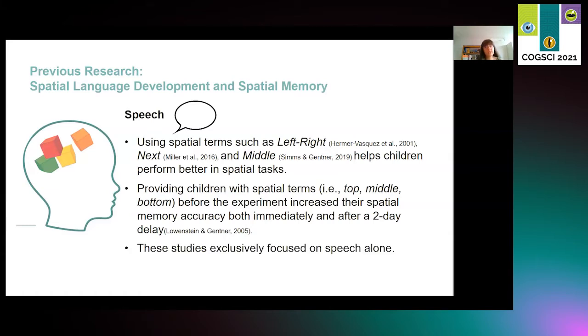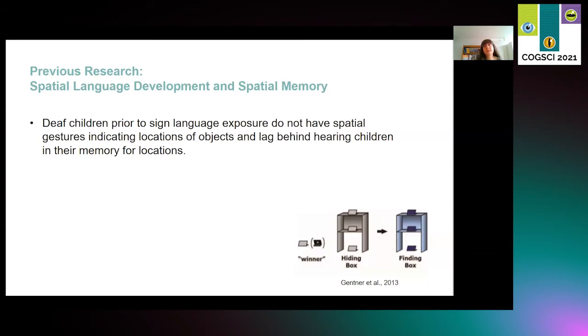Moreover, all of these studies focused exclusively on speech and underrepresented spoken languages by neglecting co-speech gestures and totally disregarded sign languages. One prior study investigating memory for spatial relations with deaf children who were not exposed to language input found that these children do not use spatial gestures indicating locations of objects, and they lag behind hearing children in their memory for locations. The results show how important it is to have a language system to encode spatial relations performed in a spatial task.